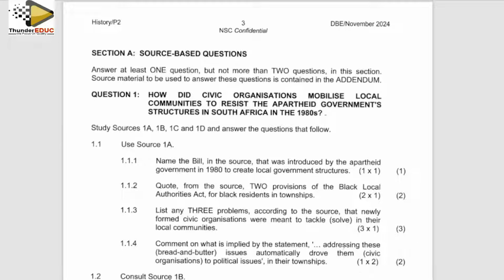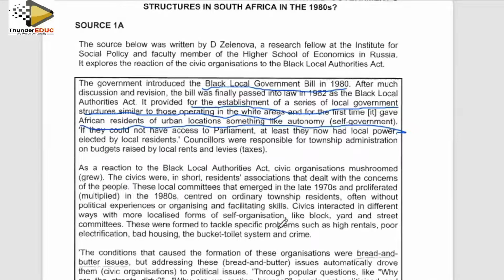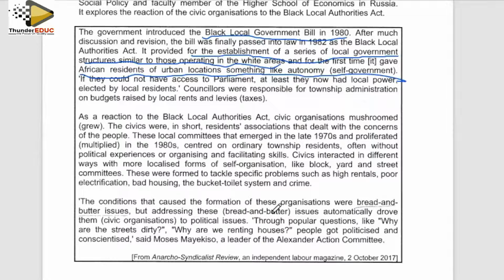Right, if we come to our source here, what does it say? Right, the second paragraph talks about the emergence of the Black local authorities, the civic organizations mushrooming or growing, right? And then it talks about the committees that were formed, like the block committees, the yard committees, and the street committees. They were also formed. Then we go to where we find our response. If we come to the last statement of our second paragraph, it says, these were formed. We're looking at those local authorities. They were formed to tackle specific problems.